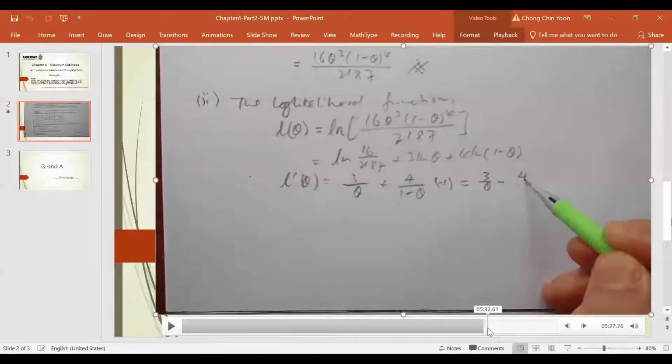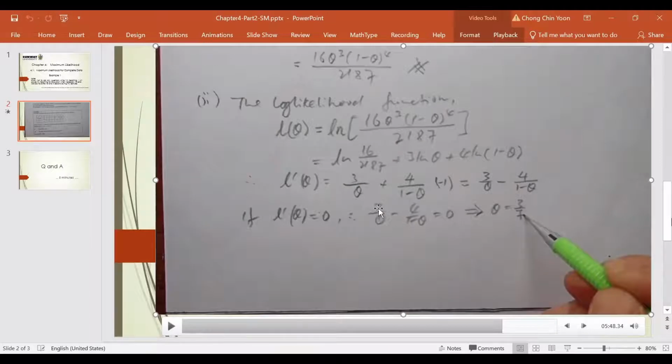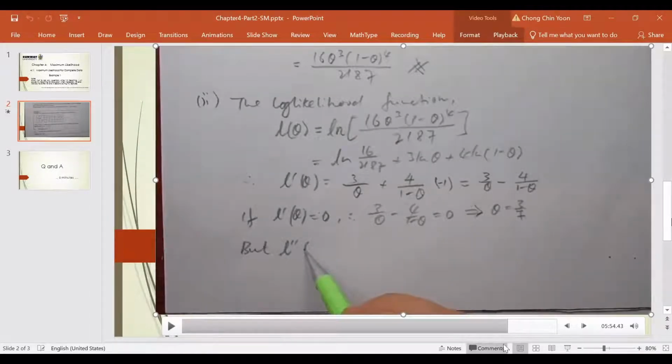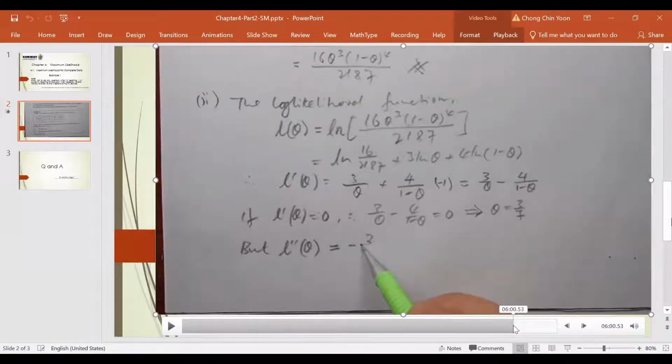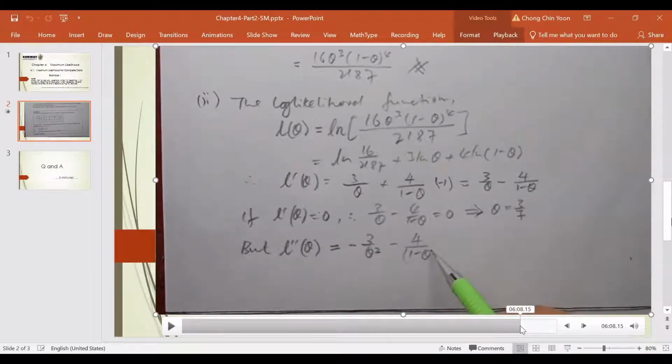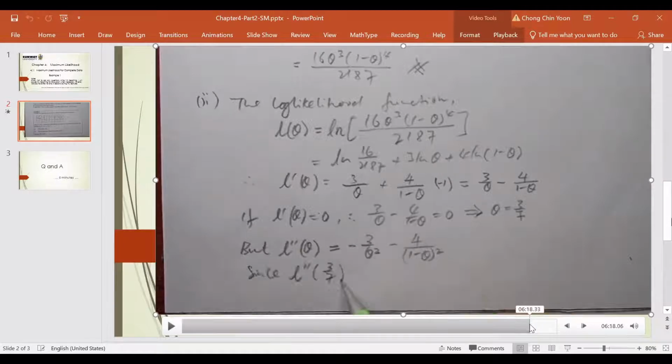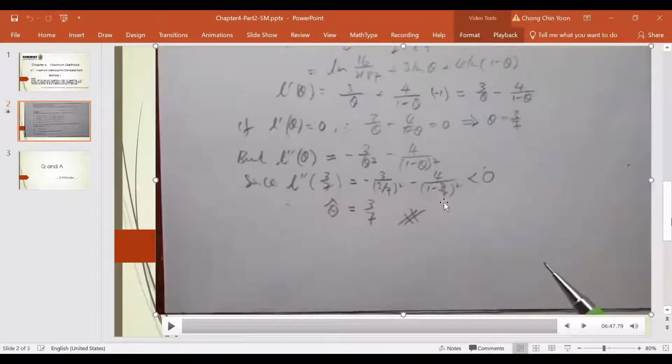I want to know what is the value of theta. After that, you use this theta and you must go to the second order. Although you may know that this is already confirmed negative, you still have to show in your working that it is negative. Once you have the second order, you substitute the value you found. You have to prove that the second order is negative with the theta value. Then only we can confirm that under MLE, the estimate of theta is 3 over 7.